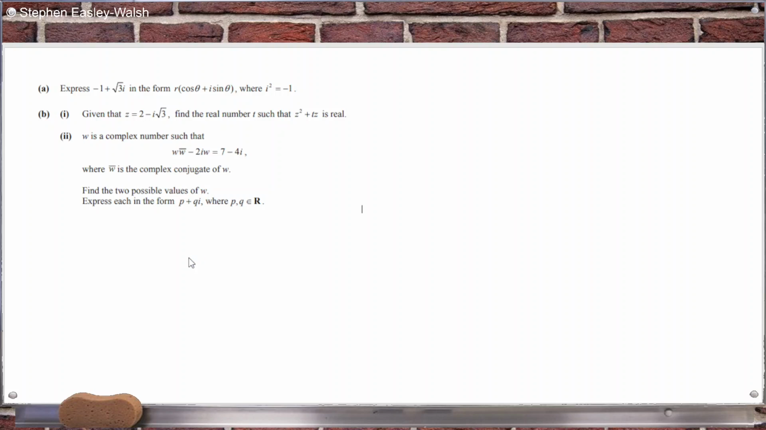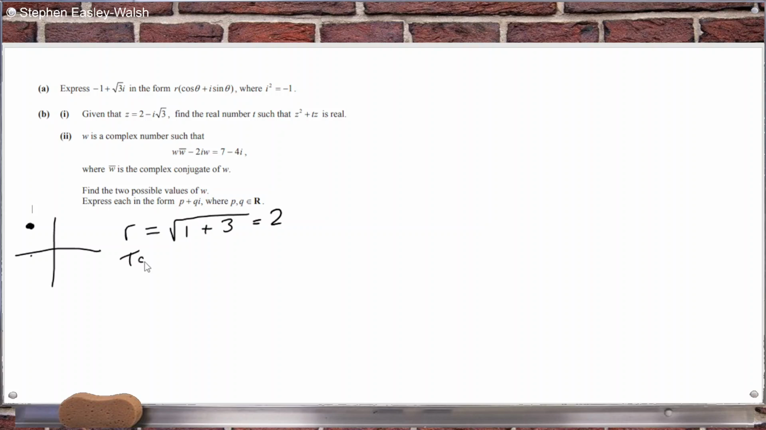Now, first thing here, we just want to write this number in polar form. So it's up in this quadrant here. Okay, so the modulus is going to be the square root of minus 1 squared plus root 3 squared, so that's 2.